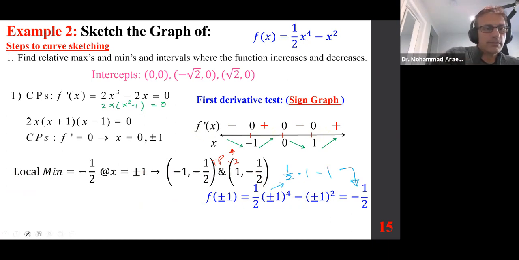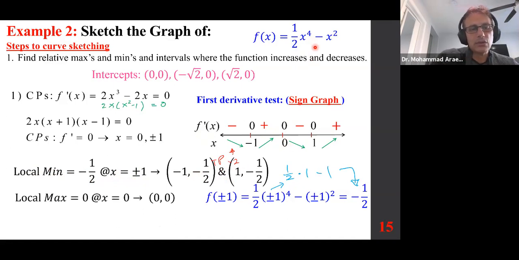Therefore, the local min is equal to negative 1/2 at x equals 1 and at x equals -1, and these are the two pairs. We plug in 0, it gives us 0. So the local max occurs at 0, and the local max is equal to 0. The function is increasing with the arrow up from -1 to 0, union 1 to infinity. The function is decreasing, arrow down, or negative, from -infinity to -1, union 0 to 1.